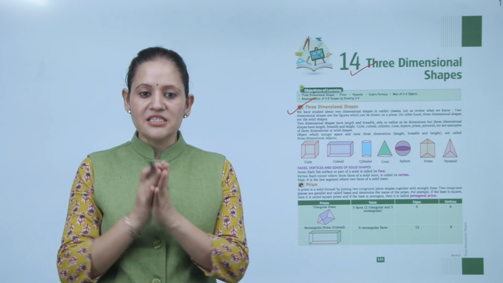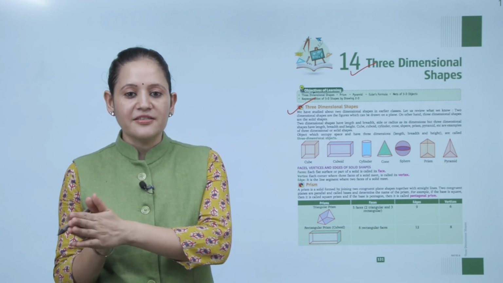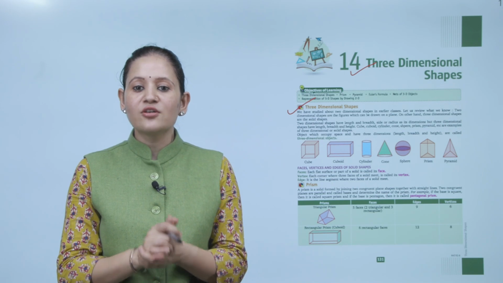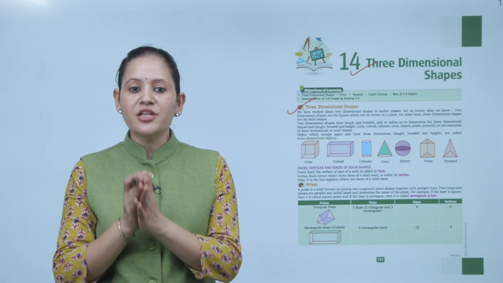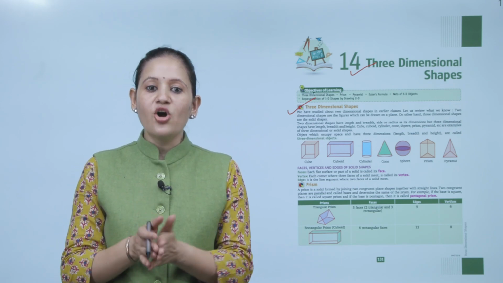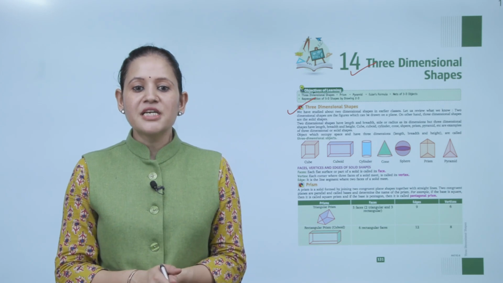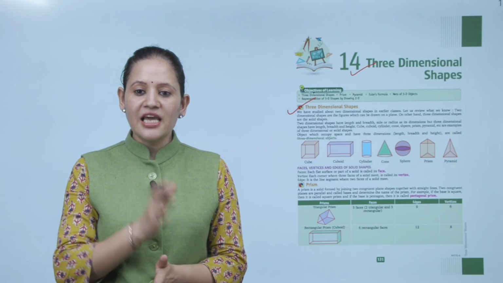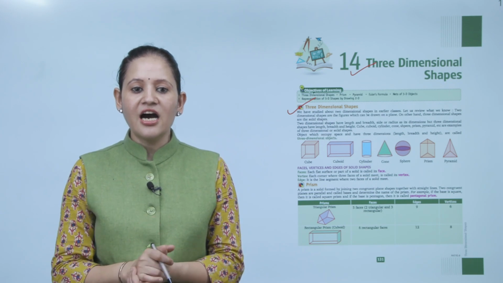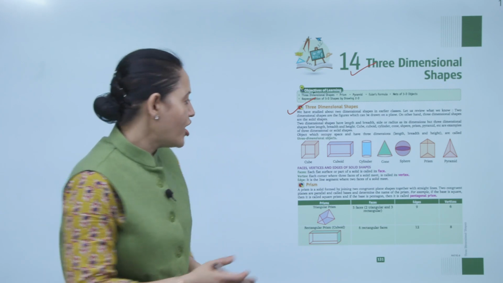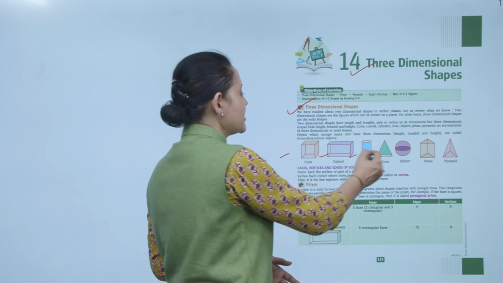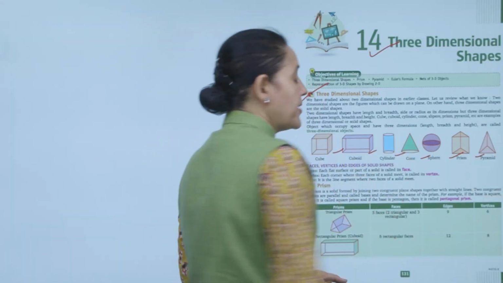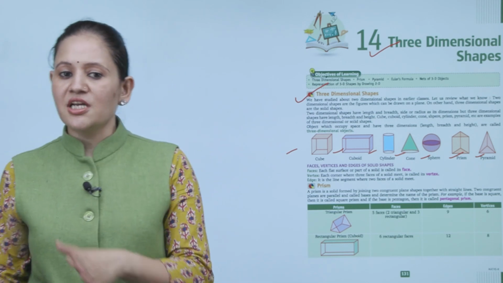But three-dimensional shapes have length, breadth and height. Cube, cuboid, cylinder, cone, sphere, prism, pyramid, all these are examples of three-dimensional or solid shapes. Objects which occupy space and have three dimensions, length, breadth and height, are called three-dimensional objects. So all these are examples of three-dimensional shapes.